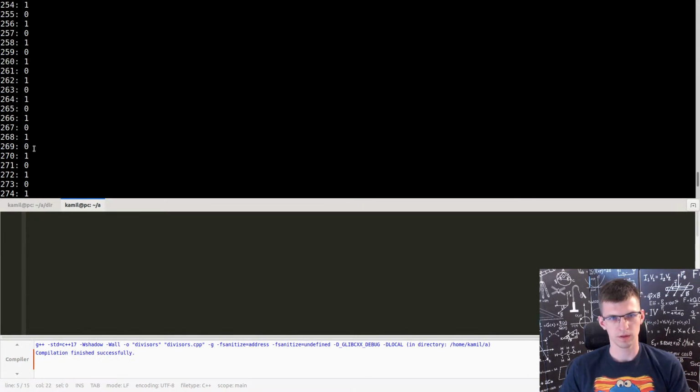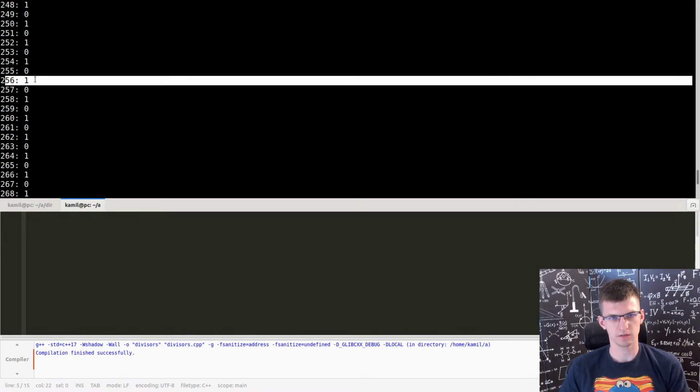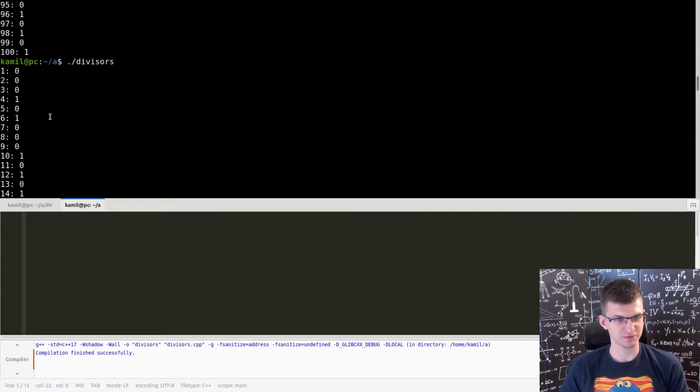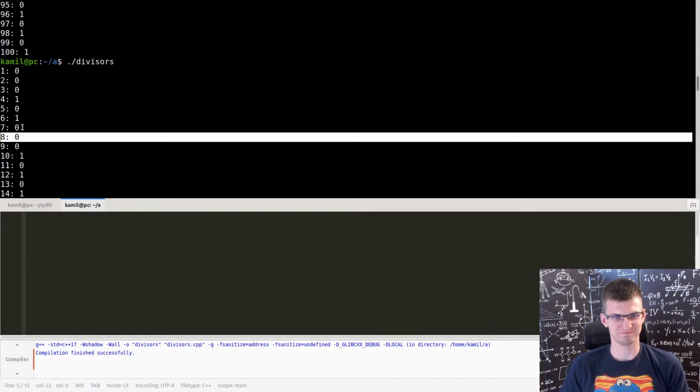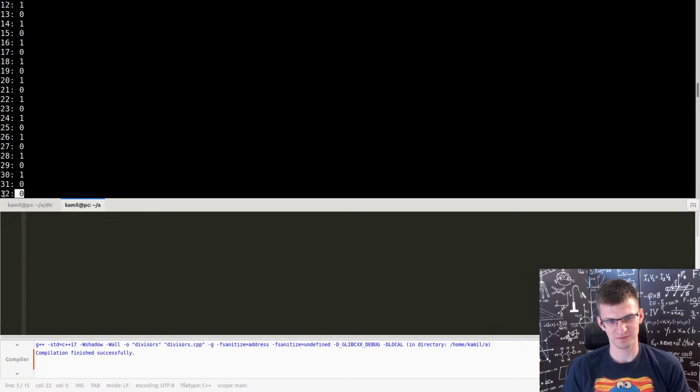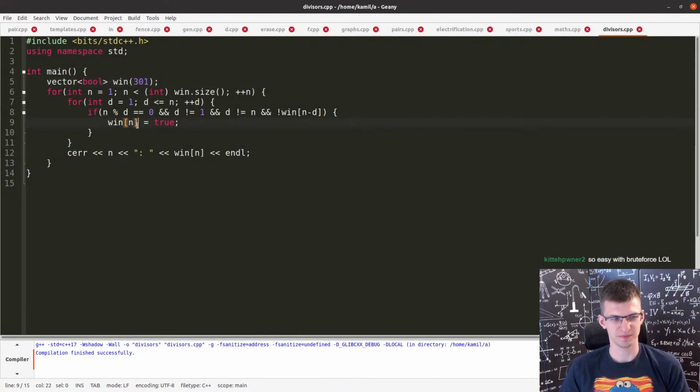Two, 5, 6. 128 is 0. Okay, so every second power of 2 is off. Right, fine. If that's the pattern, now the real challenge is to understand why this is the case. Yes, that was quite easy.